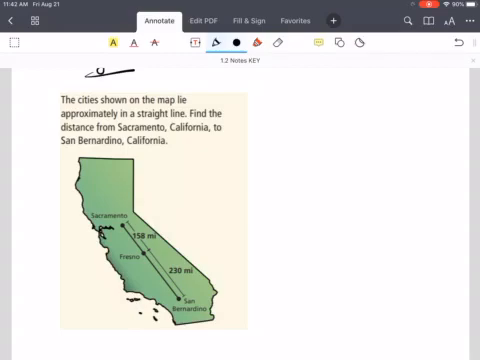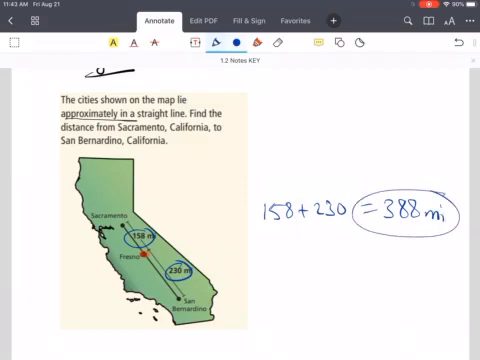The cities shown on the map lie approximately in a straight line. Find the distance from Sacramento, California to San Bernardino, California. Because it says Fresno is in approximately a straight line, that is telling us that Fresno is between them. Because it is between, in order to find the distance from San Bernardino to Sacramento, you get to take the 158 and add it to the 230. And that's only because it is between, and we get a distance of 388 miles.